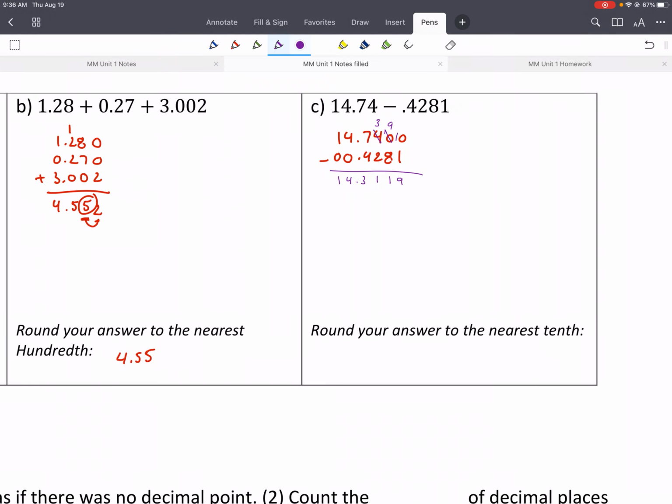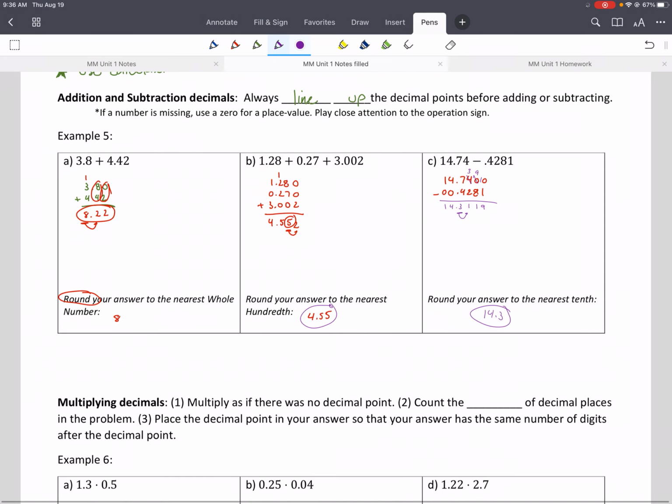Again, you can just use your calculator, but we want to round to the tenths place. Tenths place is right here. Just kidding. This is our tenths place. We look to the right. It's less than 5, so we'd do 14.3. All right. So again, please just use your calculator.